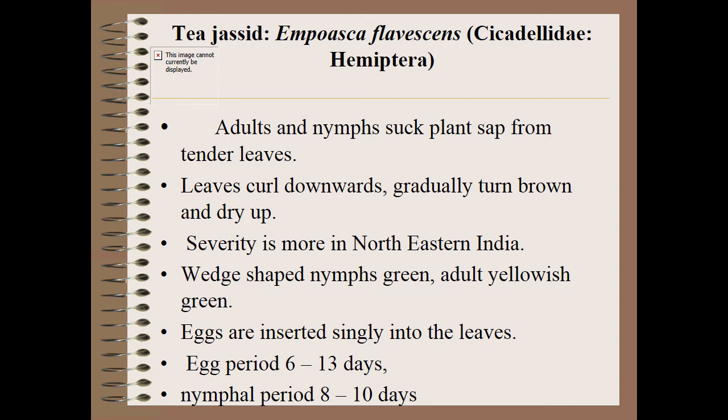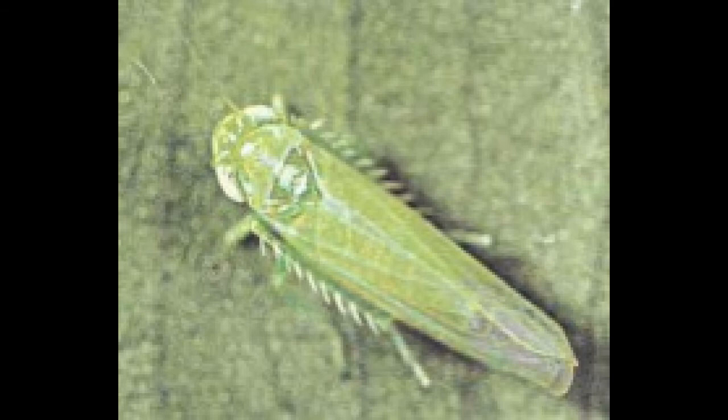Jassid, Empoasca flavescens, Cicadellidae, Hemiptera. Here adult and nymphs both will suck the plant sap from tender leaves, and it will show the symptom, that is curling, and gradually turn brown and finally dry up. Severity is more in the case of seasonal attack, and wedge-shaped nymphs are green and adult is yellowish green.